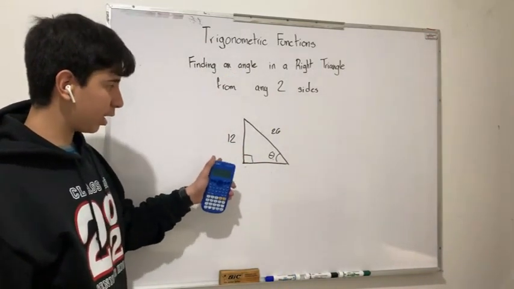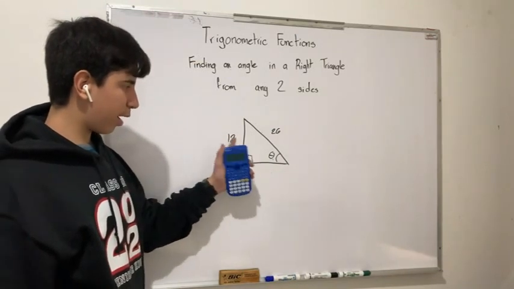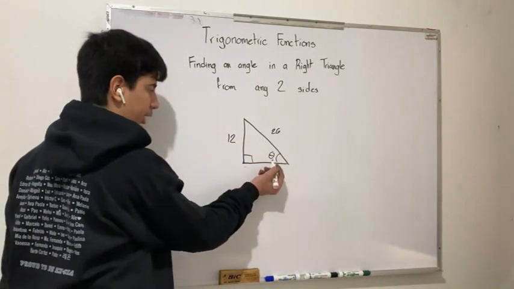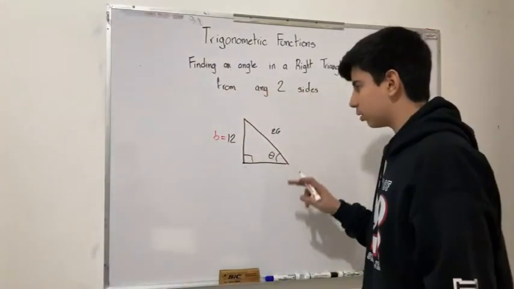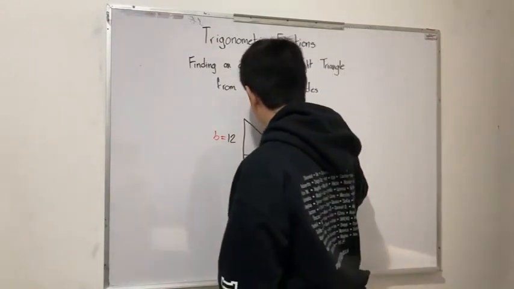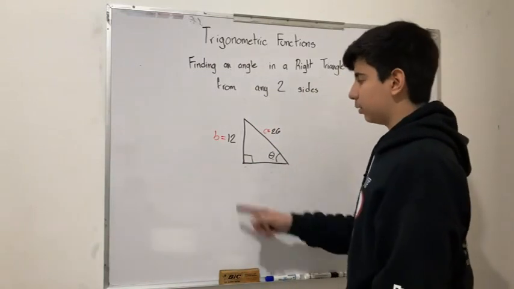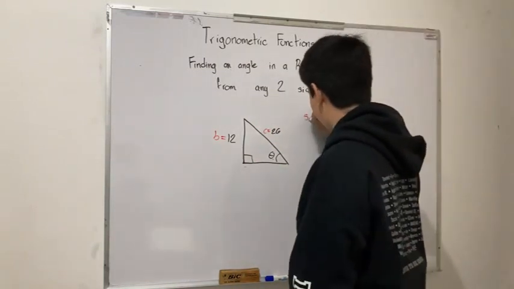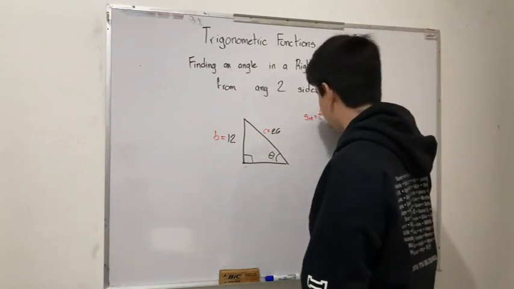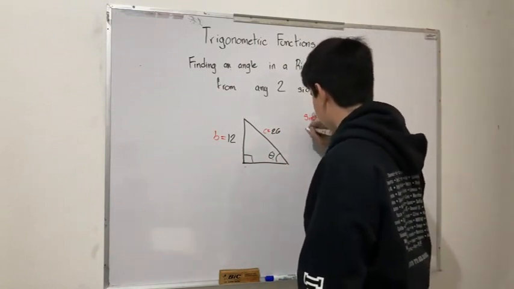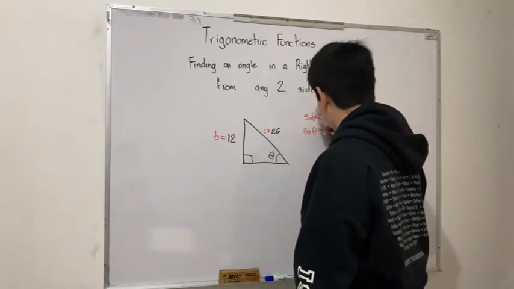I know that this side is the one that is the farthest from the leader angle, so this one will be B. And this is the longest, so it's the hypotenuse, also called side C. Now the trigonometric function that uses B and C is sine. So sine theta is B over C, so sin theta is equal to 12/56.